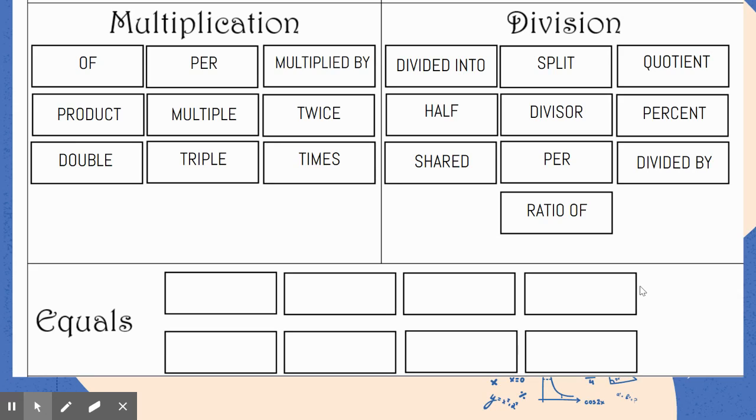An example for multiplication is, I make $8 per hour. I work 5 hours. How much money do I make? That would be 5 times 8, which is 40. But for division, it would be something like, if I drive at a constant speed of 60 miles per hour and I have to drive 300 miles, how long will it take me? That would be 300 divided by 60.